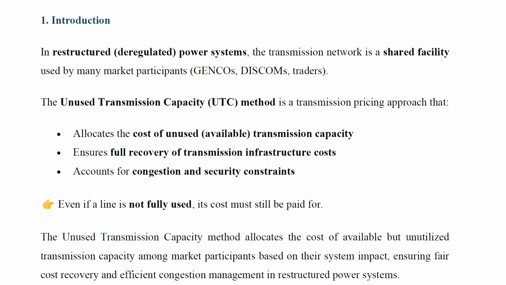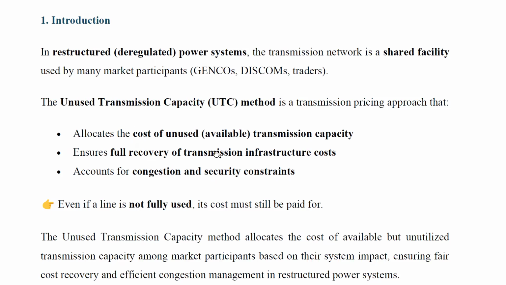The unused transmission capacity method is one of the transmission pricing methods which allocates the cost of the unused available transmission capacity, and which ensures full recovery of the transmission infrastructure cost. It also accounts for the congestion as well as the security constraints. So it allocates the cost and ensures the full recovery for transmission infrastructure.